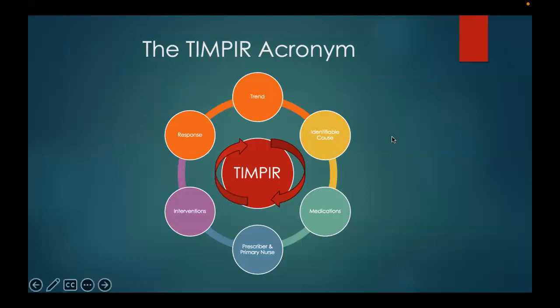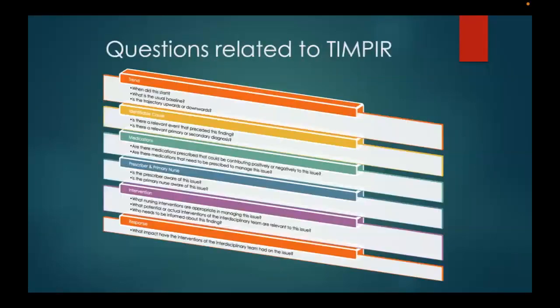And so if we look at each one of these sections and the questions that may accompany each, we see trend here. They have a finding, like we'll use again the blood pressure as an example, and they ask themselves, when did this start? So they're going to have to dig through the chart to figure out when did this start. Is this the patient's usual baseline? Is the trajectory upwards or downwards? If we have a trend, which direction is the trend moving?